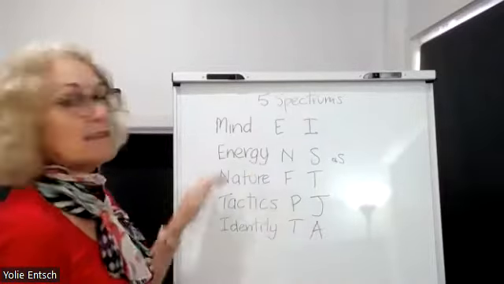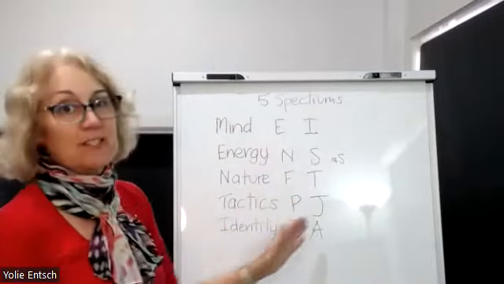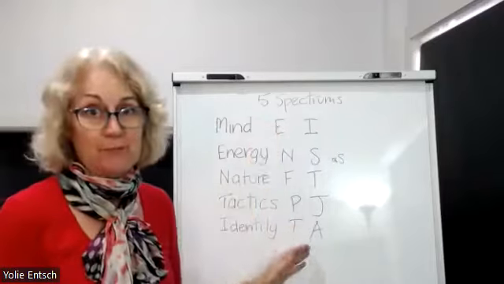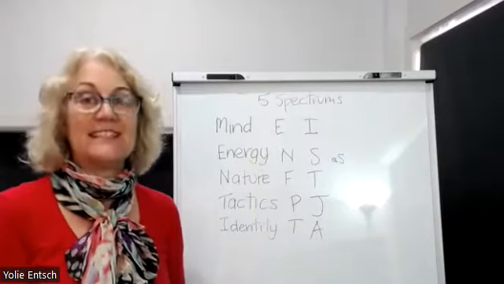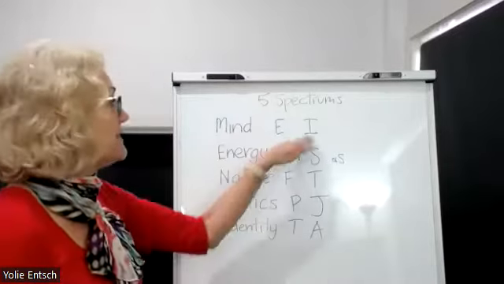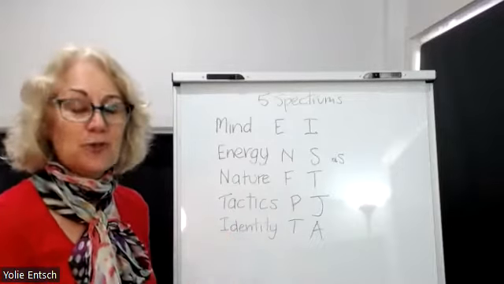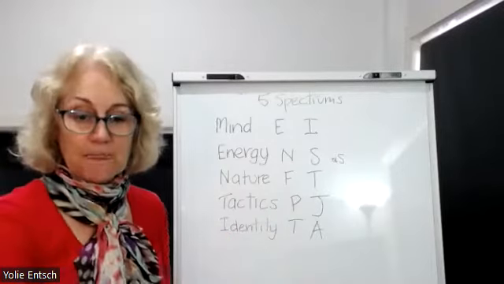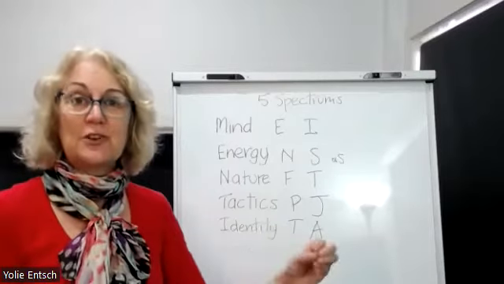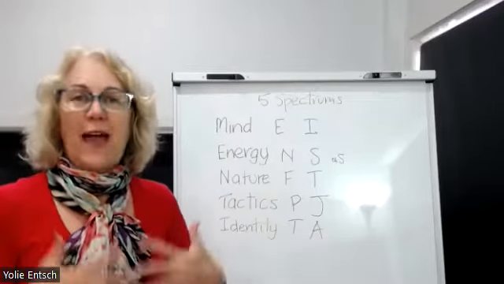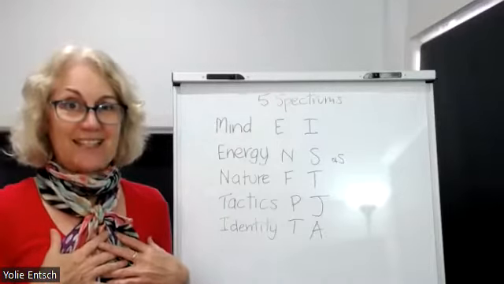So these are the 5 spectrums and the different acronyms. Now, each of the acronyms as a combination make up 16 personality types using these traits. So when you go to the website, which is www.16personalities.com, I recommend that you actually do the questionnaire and learn about your own personality type.